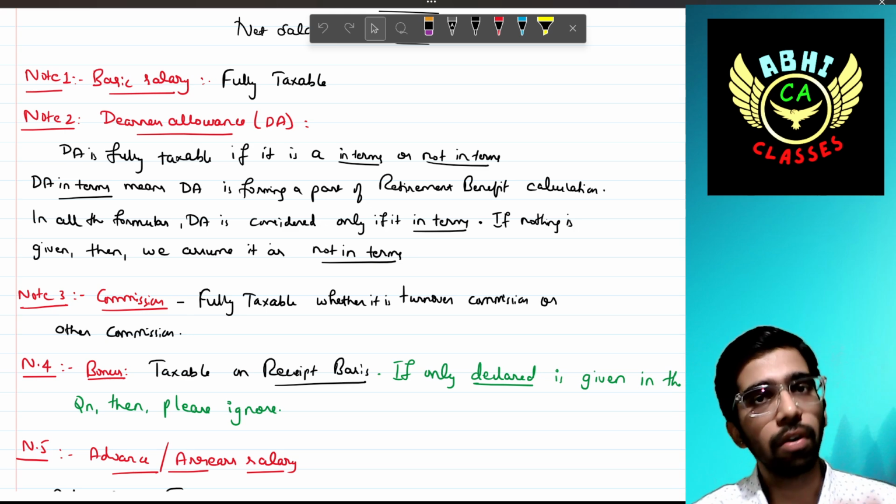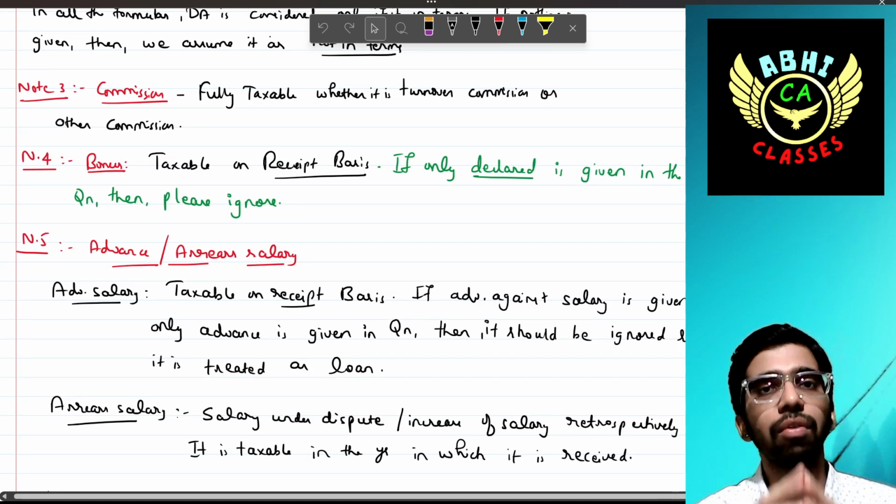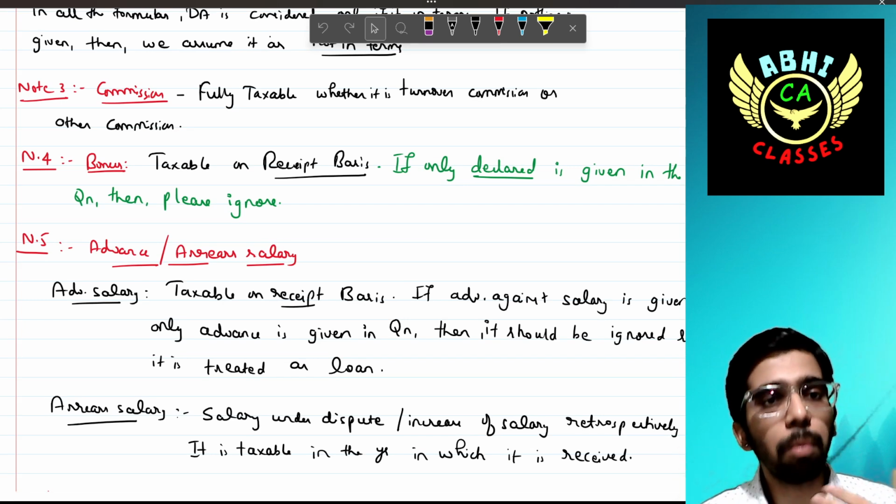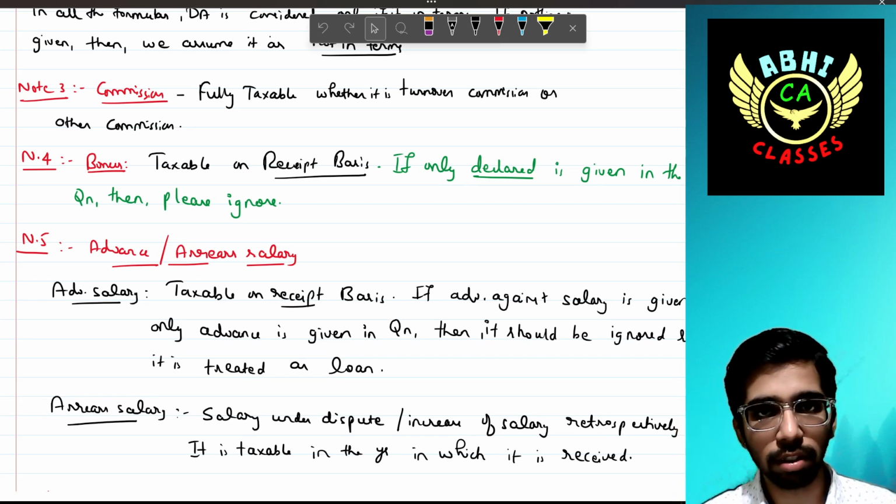If nothing is mentioned, we have to exclude. Okay. Next, 3, commission. It is fully taxable, whether it is a turnover commission or any other commission. Simple. Next, bonus, taxable on receipt basis.